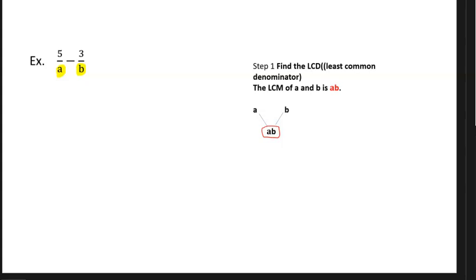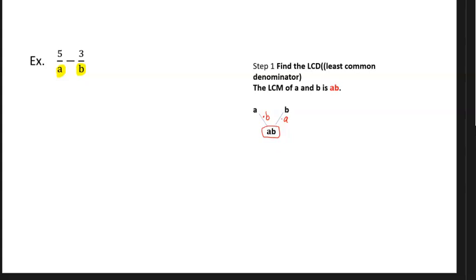Of course, your a will still be there, because whatever you multiply, a will still be there, and whatever you multiply to b, b will still be there. So the best way to do it is to multiply a by b and b by a. That way we turn a to ab and b also to ab, so they end up with something equal.